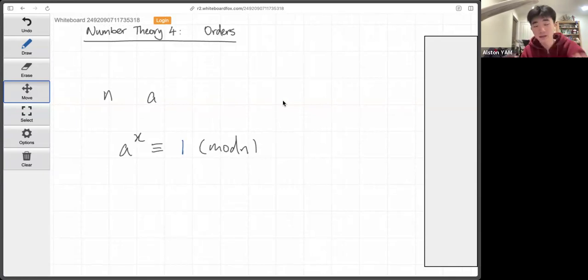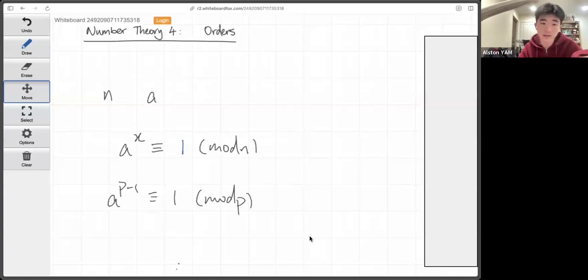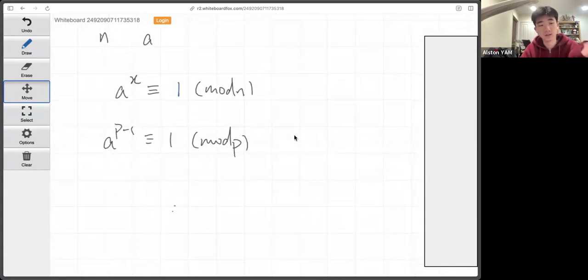Okay. I think the one thing that everybody should probably notice when they see this a to the x congruent to 1 mod n, should be something like a to the p minus 1 is congruent to 1 under mod p. And that is what we know as Fermat's Little theorem, right? Fermat's Little theorem is pretty famous and it's also pretty useful in Olympiad math. And it's kind of related to orders.